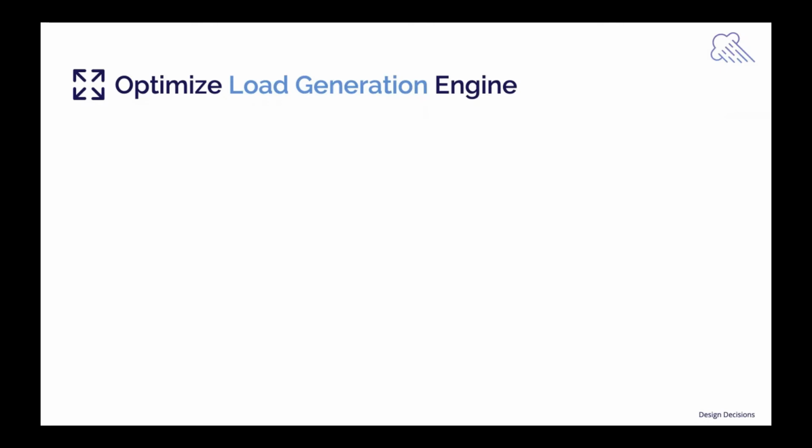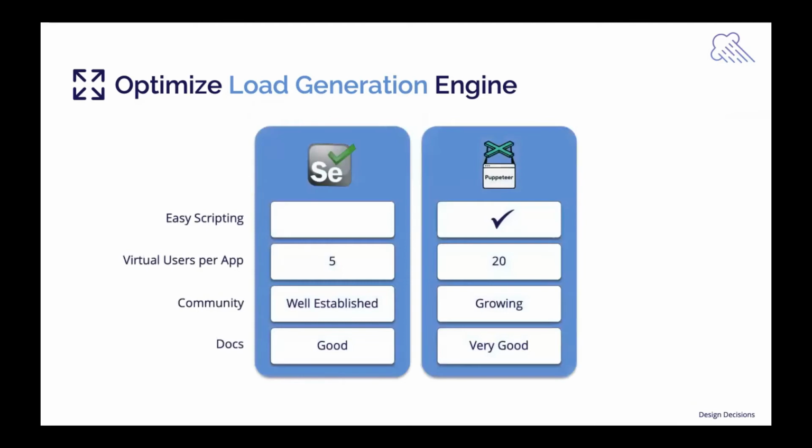First, let's look at how we optimized Monsoon's load generation engine. We had several options for simulating virtual users via headless browser instances. Selenium is the industry default. One Selenium app instance is able to simulate 5 virtual users. We compared this to Google's Puppeteer discussed earlier, where one Puppeteer app instance is able to simulate 20 virtual users.